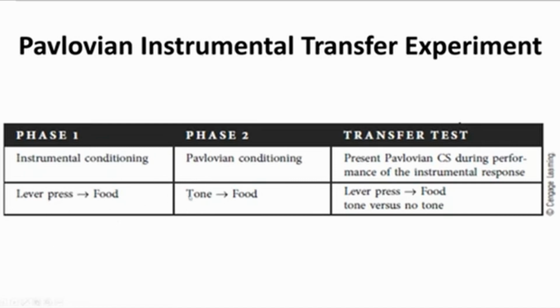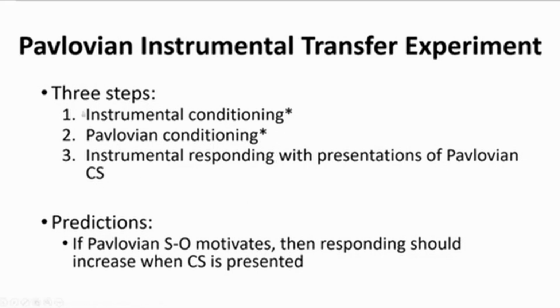Step 2 is to create an association between a tone and food. So in here is our Pavlovian conditioning, where you would remove the lever and now the playing of a tone would be paired with food. So the same rat in the same operant box, but they no longer have access to the lever. Instead, now whenever they hear a tone, they would receive food. Now, because step 1 only involved the response and the outcome, and step 2 only involved the stimulus and the outcome, then there's no way that an SR association could have been learned.